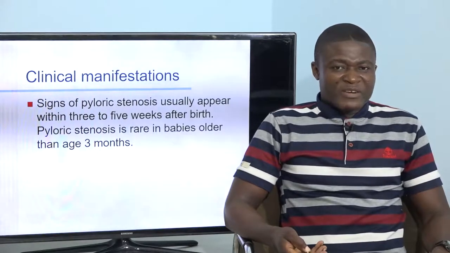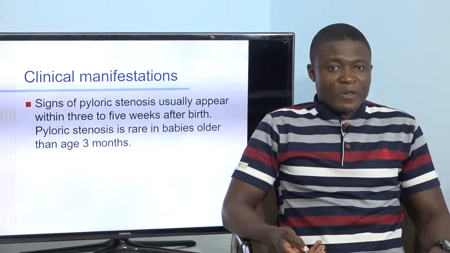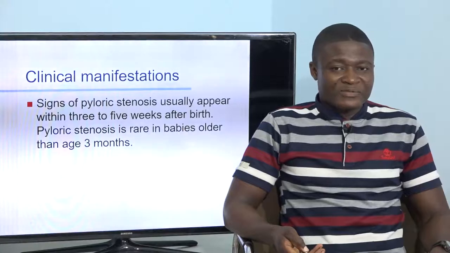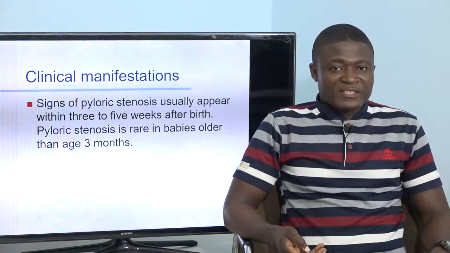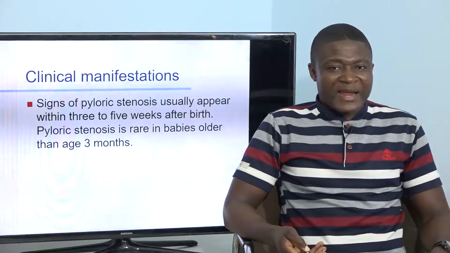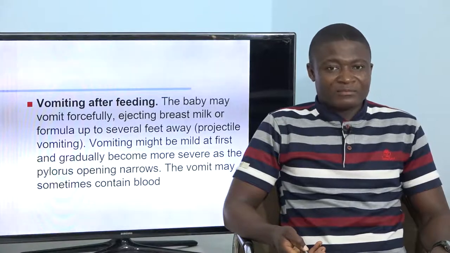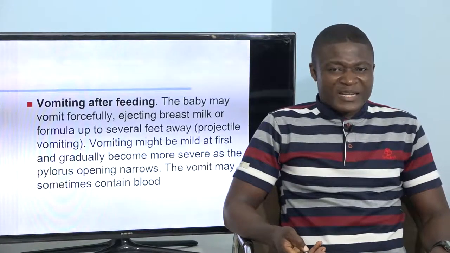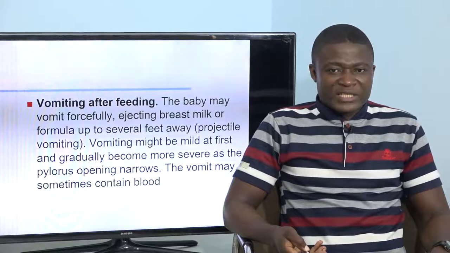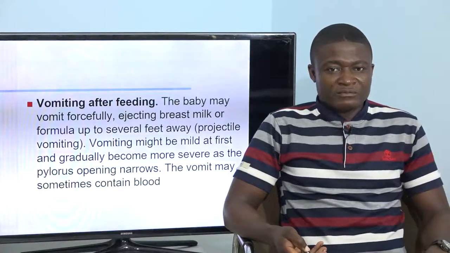So let's look at the clinical manifestations of pyloric stenosis. When your pylorus is stenosed or narrowed, what are the signs and symptoms you are likely to manifest? Signs of pyloric stenosis usually appear within 3 to 5 weeks after birth. Pyloric stenosis is rare in babies older than 3 months. A typical sign is vomiting after feeding. The baby may vomit forcefully, ejecting the milk away. We call it projectile vomiting.